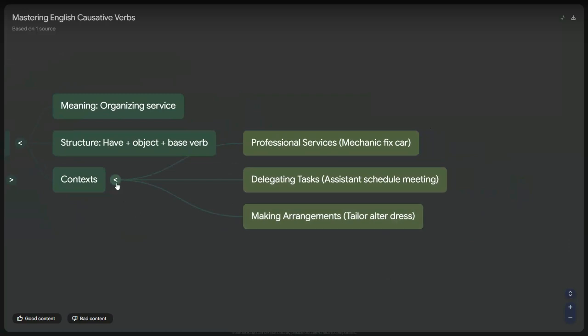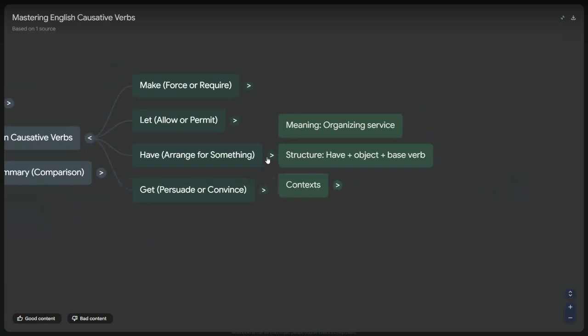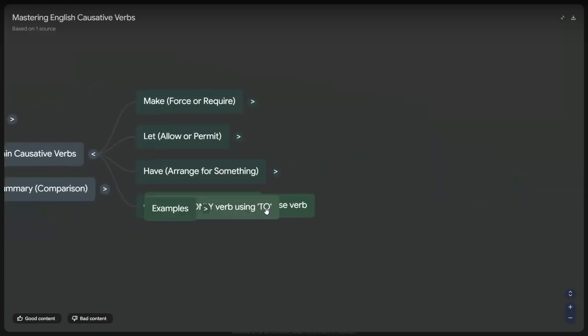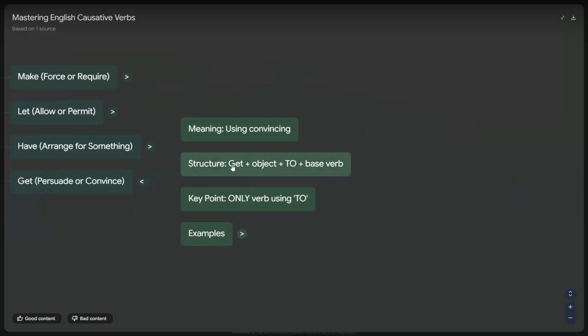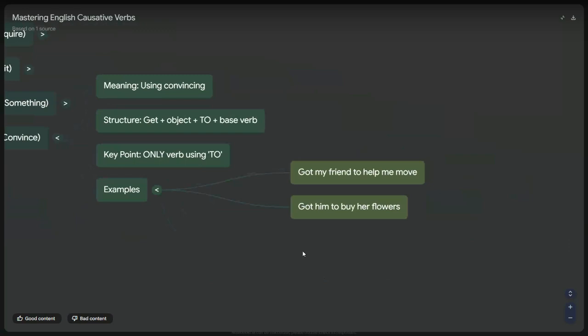Anything can be there, right? Or an admin after the session. The next one is get. Get means to persuade someone, to convince someone, using convincing power to make someone do something. The structure is get, object, to, base verb. Only this verb uses to.